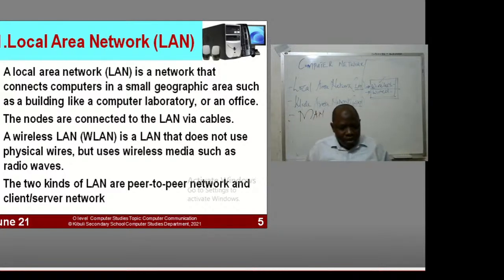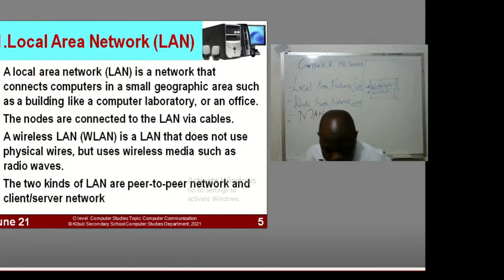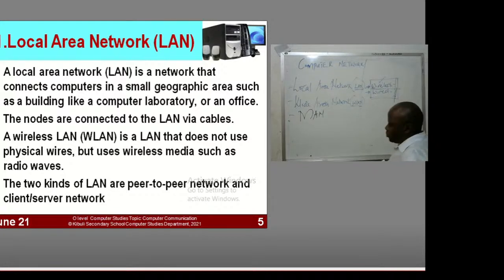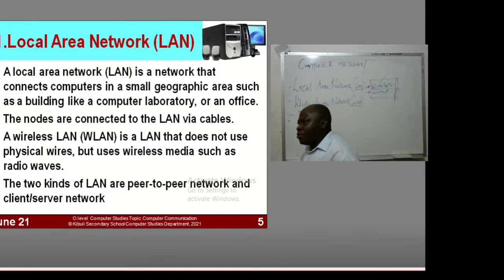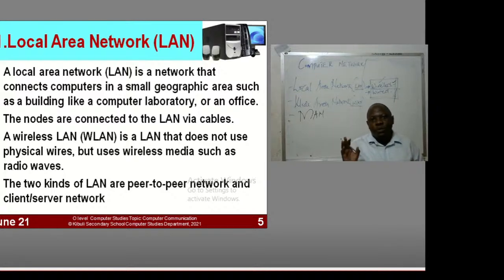So the nodes are connected to the LAN via cables. Now, this is via cable. As I said, it is wired. When we got into the description here, we looked at cables. Sorry, the wired. That is initially what we had. But it's not only cables, it is also via wireless today that computers can be interconnected. Actually, wireless is taking over from what we had as wired.